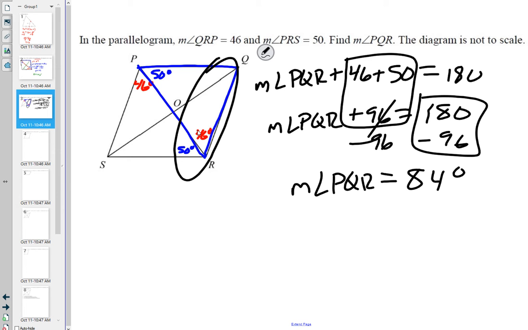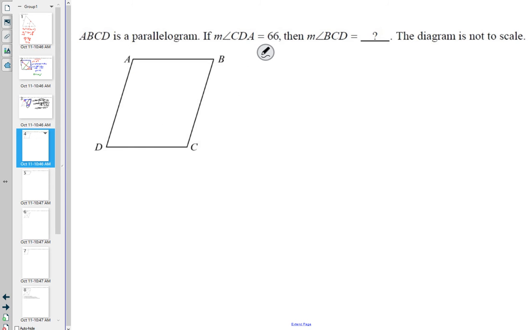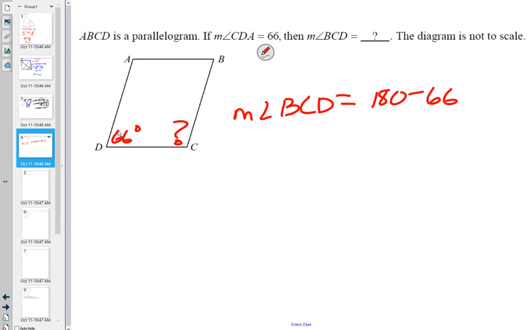Any questions there? ABCD is a parallelogram. If the measure of angle CDA is 66, then BCD is, yeah, this one always gets missed the most, sadly. How would I find BCD? 180 minus 66. You can also write measure of angle BCD plus 66 equals 180, but the whole point is by the time you're done, you're subtracting. And what types of angles are those? They end up being supplementary, but they're supplementary because they are consecutive.